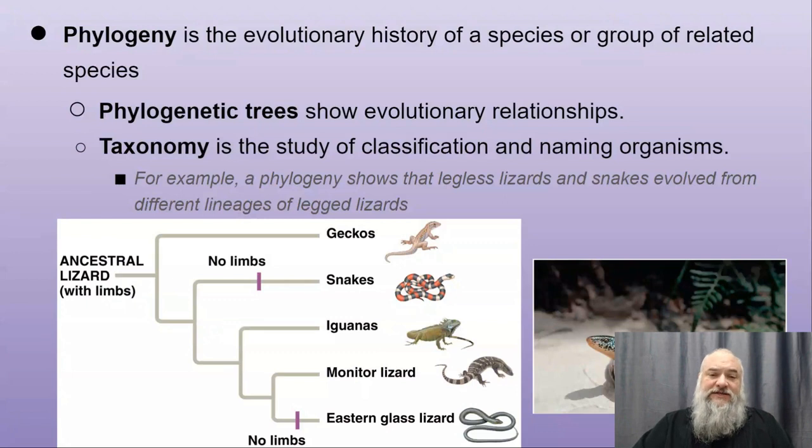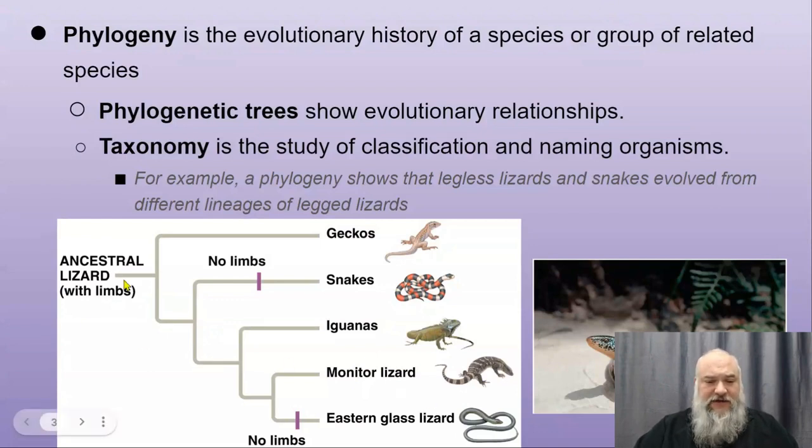So phylogeny is the evolutionary history of a species or group of related species. So it shows you who evolved from whom, where there was a speciation event, common ancestors, that sort of thing. We usually depict phylogeny as a phylogenetic tree to show those evolutionary relationships.